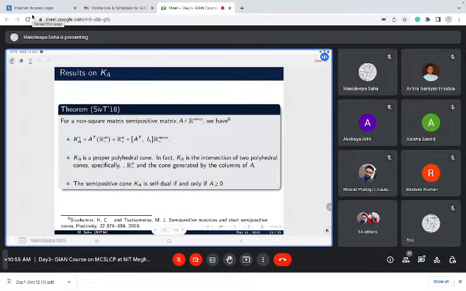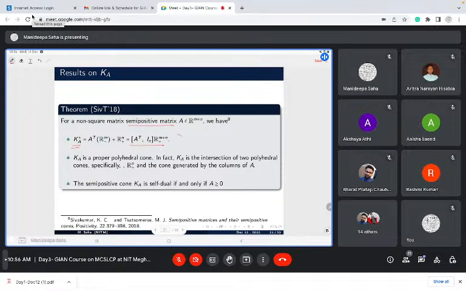Now let us see some of the properties. You can find these in Professor Shivakumar and Michael's paper on semi-positive matrices and the semi-positive cone, which is very interesting. They did it first for non-square matrices, then for square matrices, and generalized it. These are the properties about the relation between semi-positive matrices and their cone K. It says that if we have a semi-positive matrix, then its dual is of this form: A transpose, R^m_+, R^n_+.